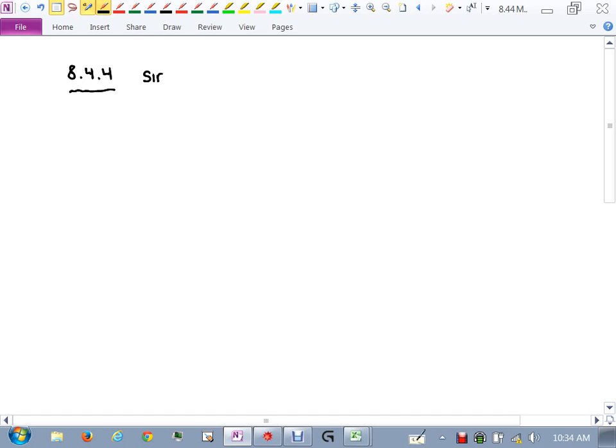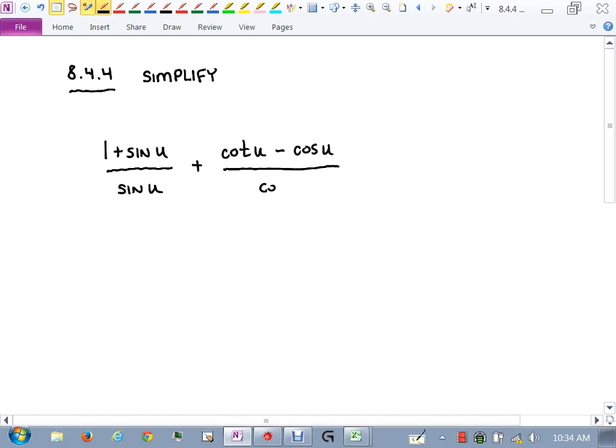For this one, the instructions are to simplify. 1 plus sine u over sine u plus cotangent u minus cosine u over cosine u. Am I asking you to verify an identity here? No. I'm just asking you to take that thing that's pretty ugly and make it look better.